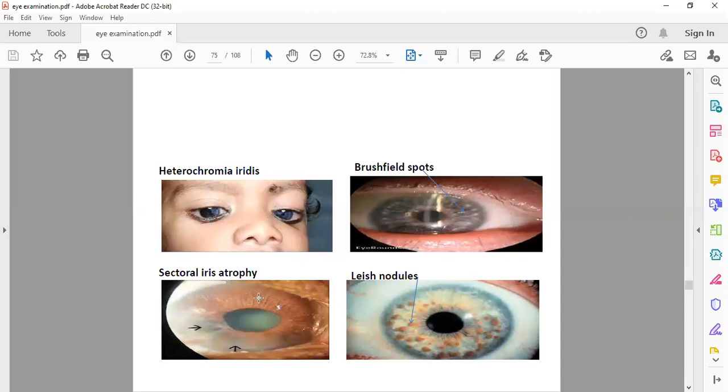So what is iris pattern? Iris pattern is nothing but the appearance of iris because of the crypts, that is depressions on the iris, and collarettes, that is elevations on the iris. So that is the normal iris pattern.